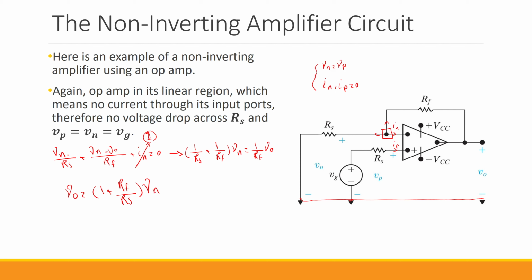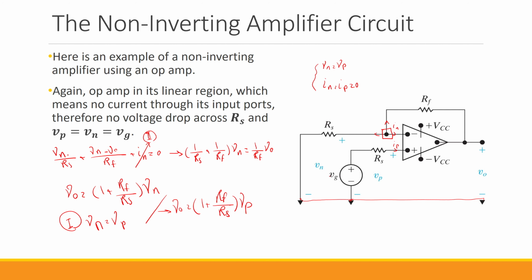but still we don't know what is the relationship between Vn and VG here, which is our input voltage, right? From the first constraint, we know that Vn equals Vp. So based on this, we know that Vo equals 1 plus Rf over Rs multiplied by Vp now, right? But now, what is the relationship between Vp and Vg?